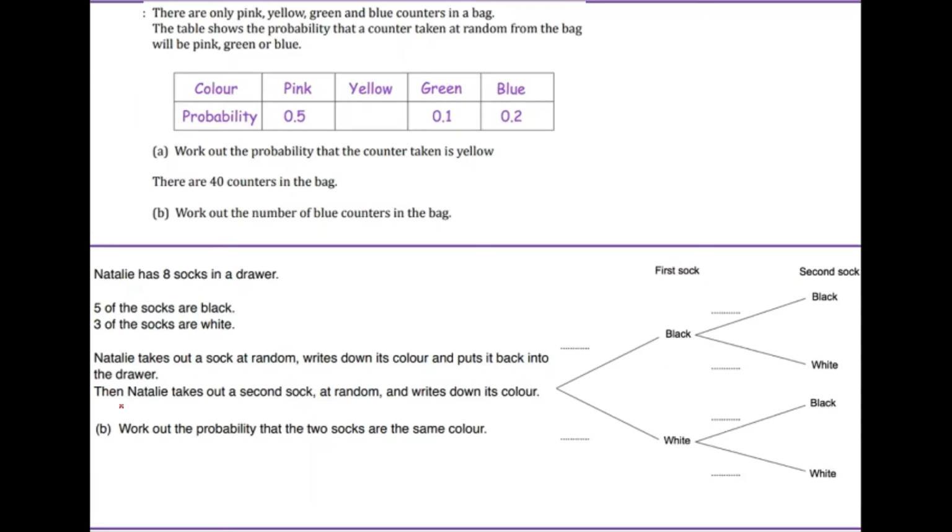Okay, we have 2 starter questions here today. Give these a go. Give yourself no more than 4 minutes to have a go at this.